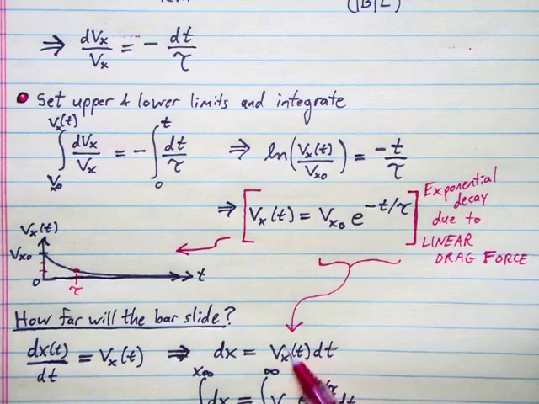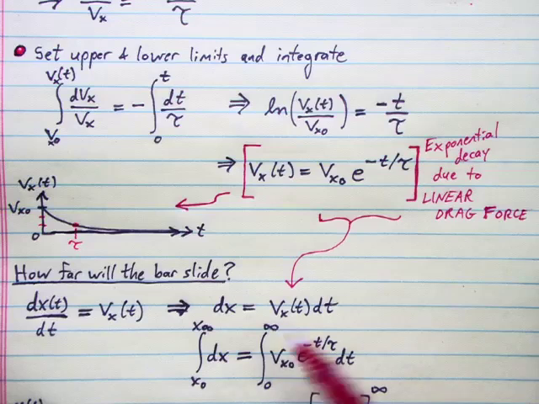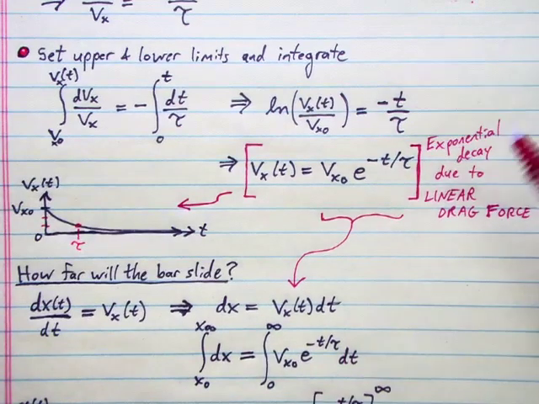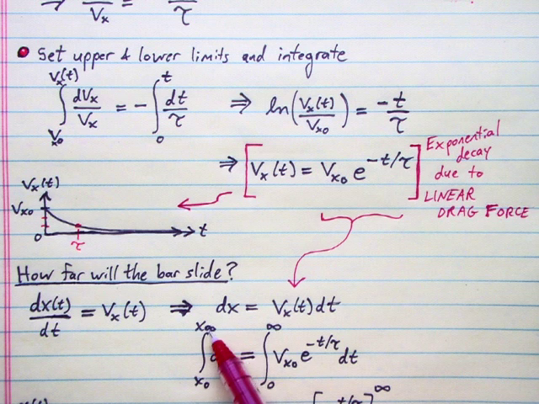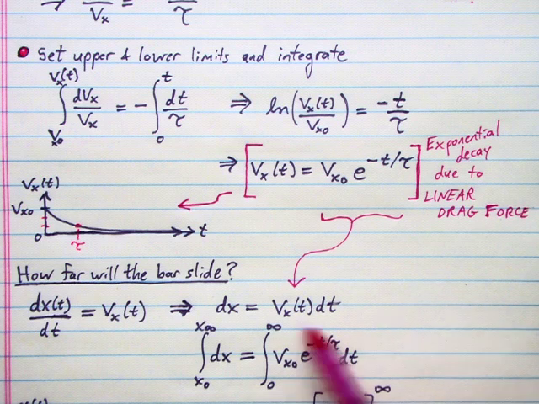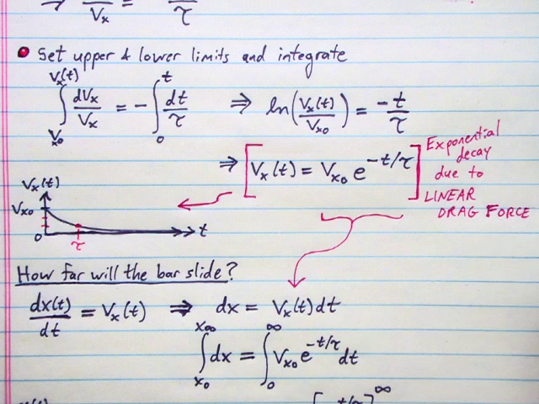So plug this function in there for Vx, and we can integrate. We can say that x will go from some initial position, x naught, to some final position, x at infinity, where the bar is as time approaches infinity. And time will go from 0 to infinity. Let's see if this blows up or if this is actually just some finite value.